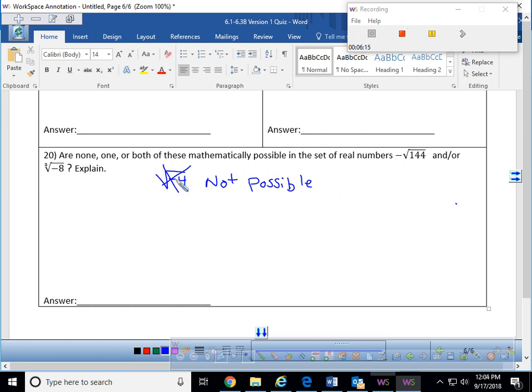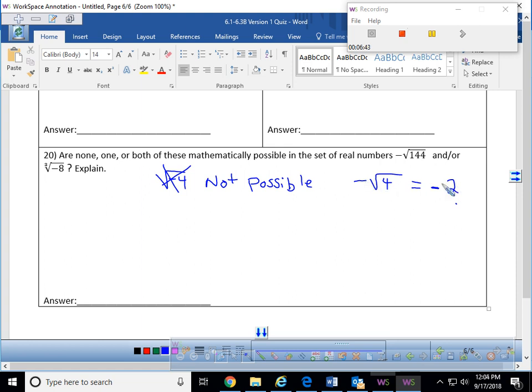Now, if you take this negative and put it on the outside, it is possible, because all you're saying is this negative is going to be hanging out, and it's just going to attach to your final answer. So what's the square root of 4? That's 2, but the negative out in front is just going to hang out there. So if the negative on a square root is inside, it's not possible. If the negative of the square root is on the outside, it is possible.